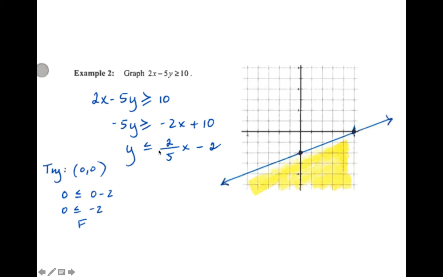I put in a 0 here and here, and I'll get 0 is less than or equal to 0 minus 2. So it looks like I'm saying 0 is less than or equal to -2, which is definitely false. So I have verified that this is not in the solution region. So my diagram looks fine.